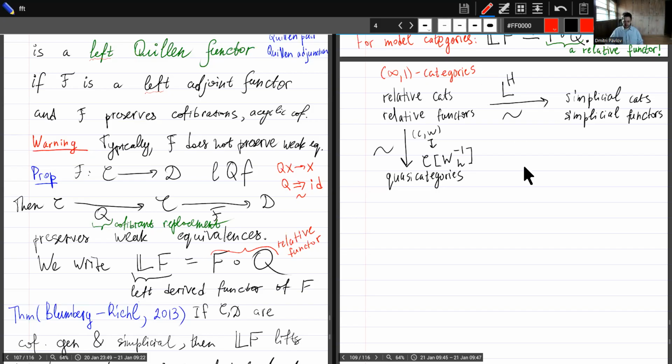All right. Any more questions about derived functors or left equivalent functors or anything along those lines?